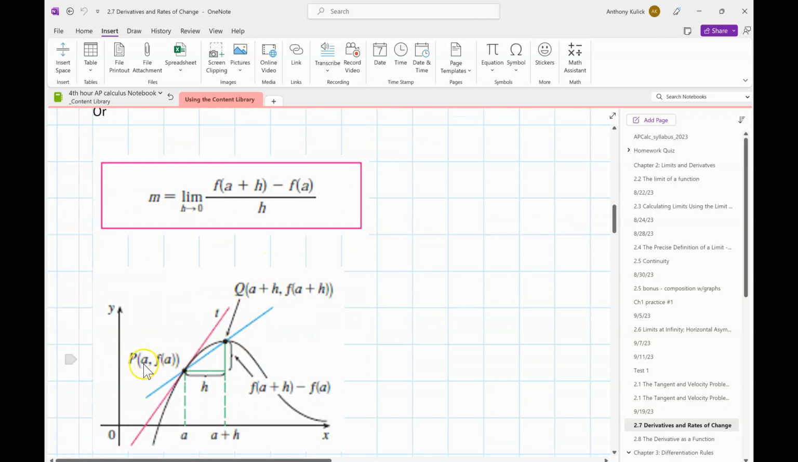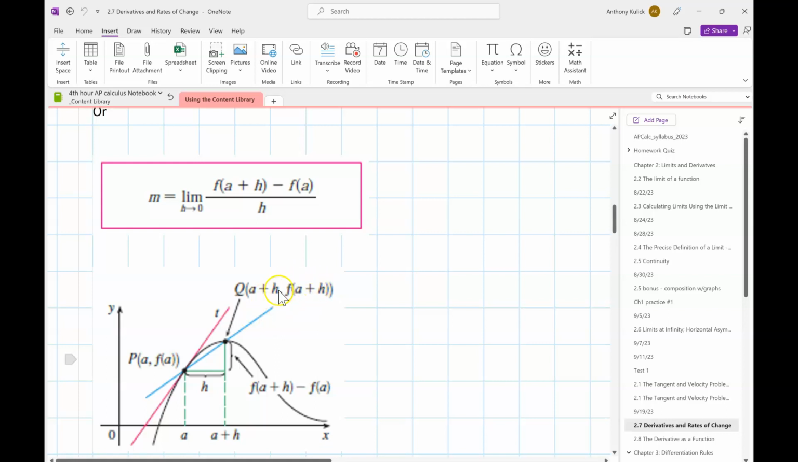So here's my point P, a comma f of a. Here's my point Q at the x-coordinate a plus h, and the y-coordinate f of a plus h. So we've just moved some h units to the right, and as that movement to the right becomes 0, Q and P become the same point, right?